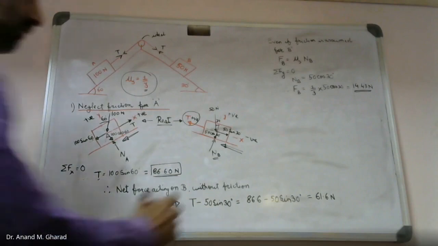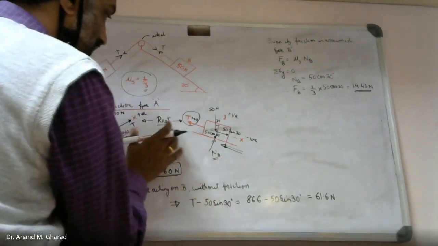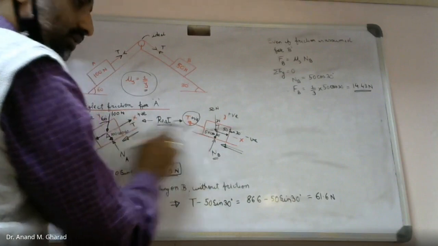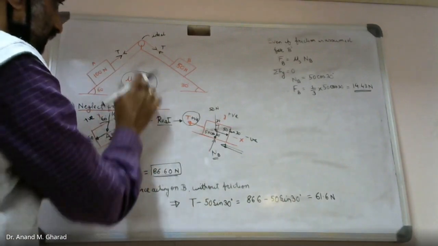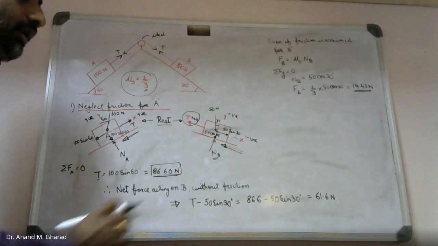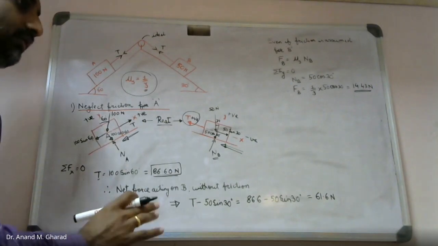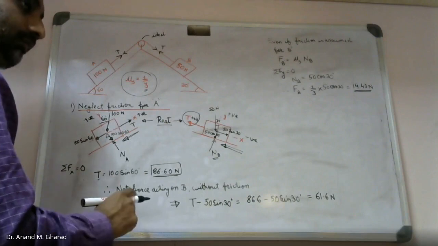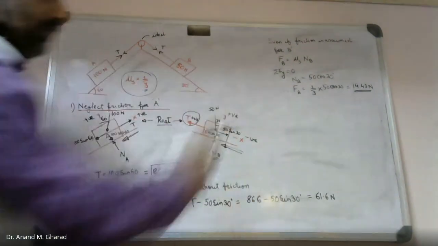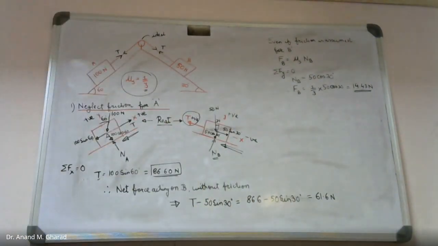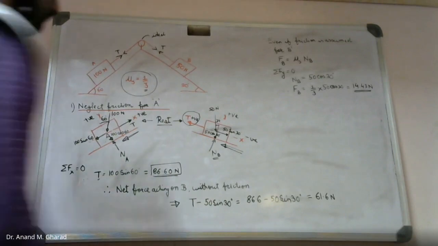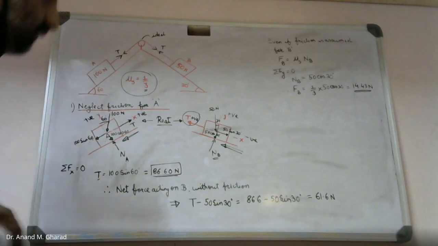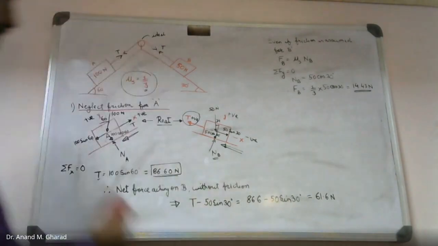So have you understood? This is how you are supposed to identify the motion of the blocks if the frictional resistance is given to you. If the frictional resistance is not given, you are free to assume the direction of the motion of the block, and based on that you can find out the values, right? So this is what we have identified.